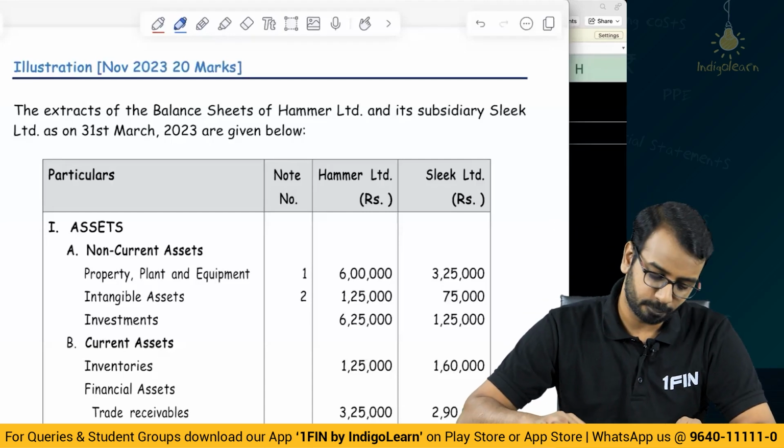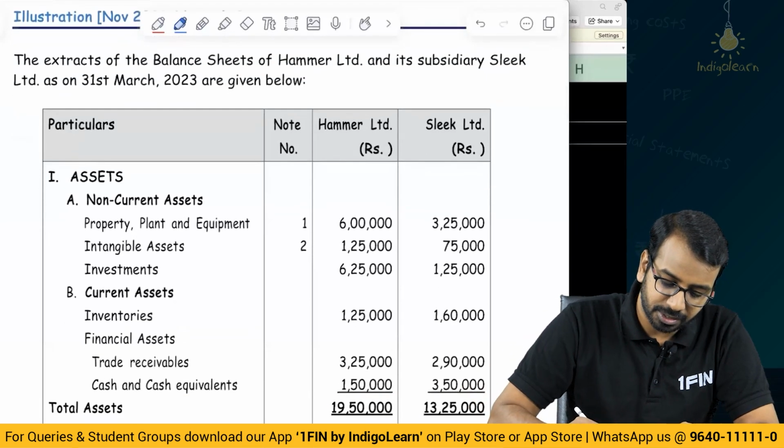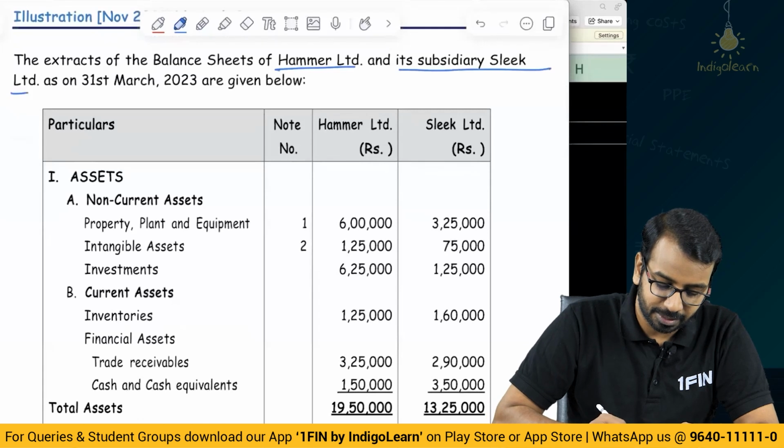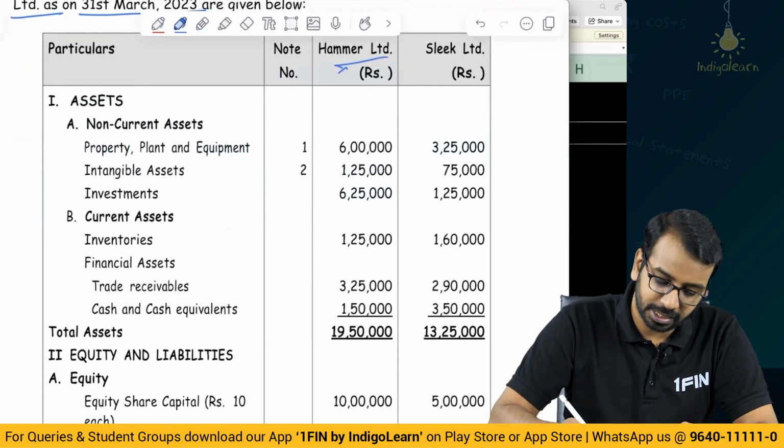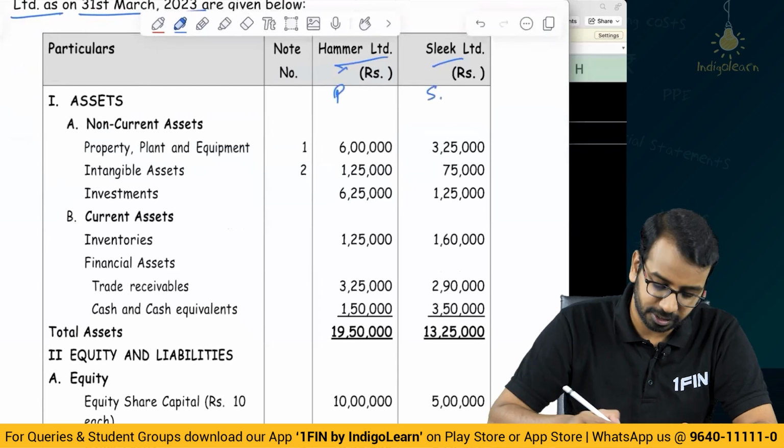and accordingly you can have a look at the solution. The extracts of the balance sheets of Hammer Limited and its subsidiary Sleek Limited as on 31st March 23 are given below. So you have Hammer Sleek, this is the parent entity, this is the subsidiary entity.